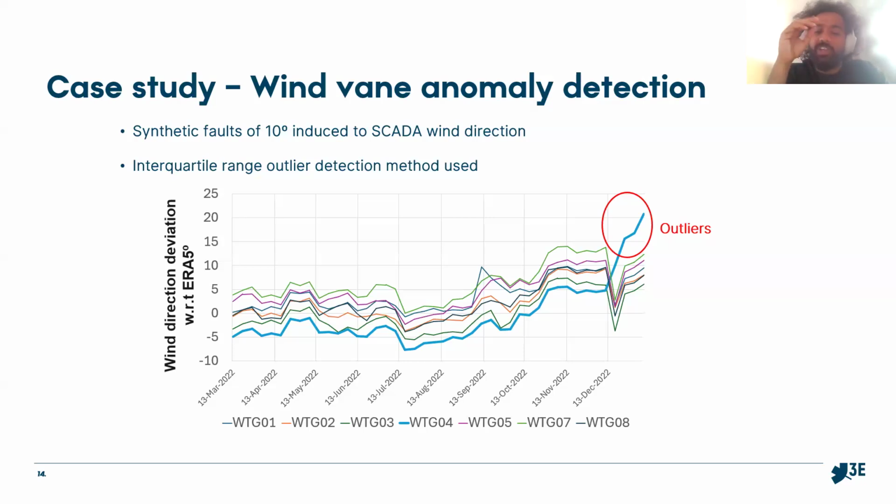And also, as I told, even though this is running live on the platform, we haven't found any wind vane anomalies yet in our system. But this is how the method works, and for the synthetic faults, it works quite well.